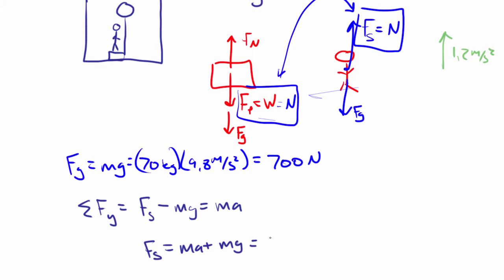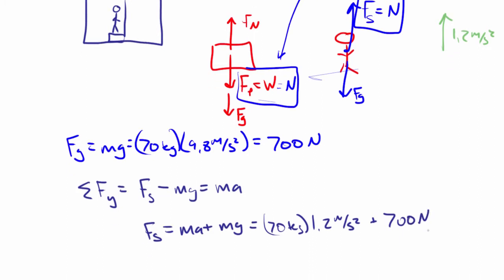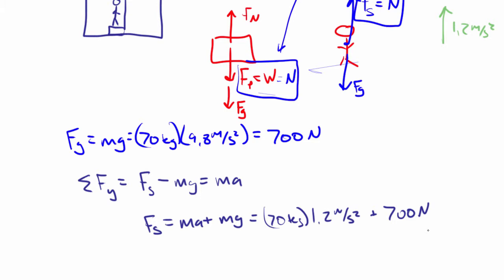So the mass is 70 kilograms. The acceleration is 1.2 meters per second squared. I add to that the force due to gravity, which is 700 newtons. I already solved for that. And if you do the math, you get something like 770 newtons, about. So you feel like you weigh an extra 70 newtons.